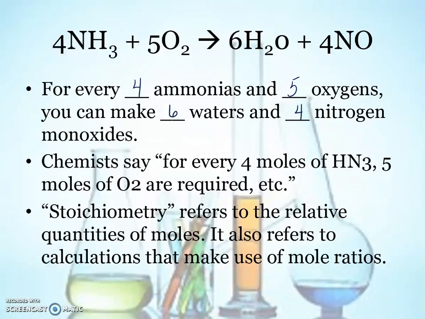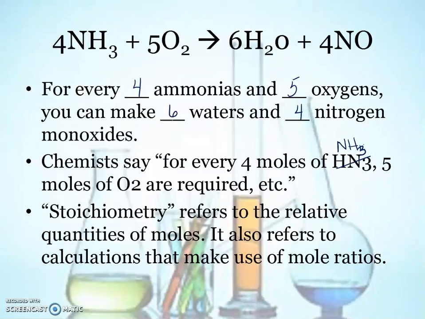Okay, well, as chemists, we like to use that funny thing called a mole, and we use it for all sorts of things. Here we're going to say for every 4 moles of NH3, that's supposed to say NH3, not HN3, sorry, and 5 moles of O2, then we can make 6 moles of H2O and 4 moles of NO. We use this in stoichiometry, which refers to the relative quantity of moles, and we say that these are our mole ratios.